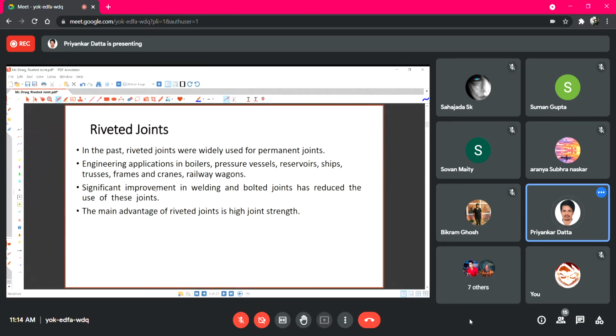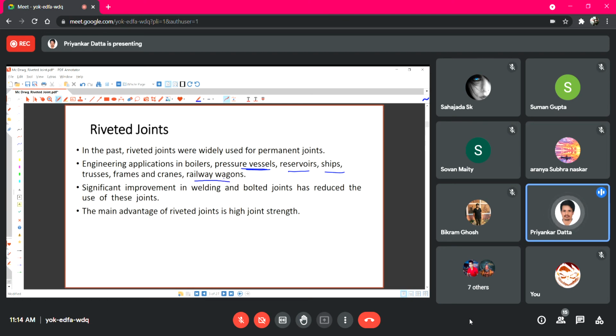You must have seen riveted joints. If you have seen a boiler, I don't think many of you have seen boilers, but you may have seen oil tankers, or pressure vessels, and water reservoirs. Ships you have at least seen in videos or pictures, if not in real. Trusses and frames you regularly see if you go through any bridge with steel structure. You will see trusses and frames, and those are connected with rivets.